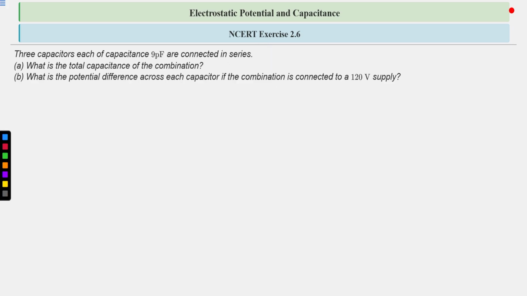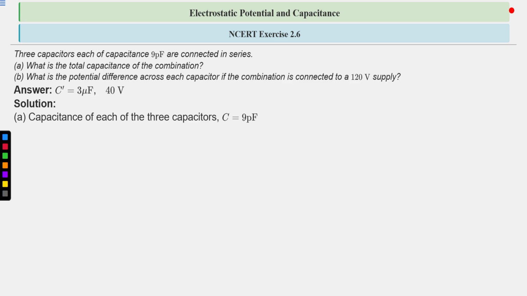So this is the question again, and the answer is: capacitance of the combination will be 3 microfarad and potential difference across each capacitor is 40 volt. So now let us see the solution.